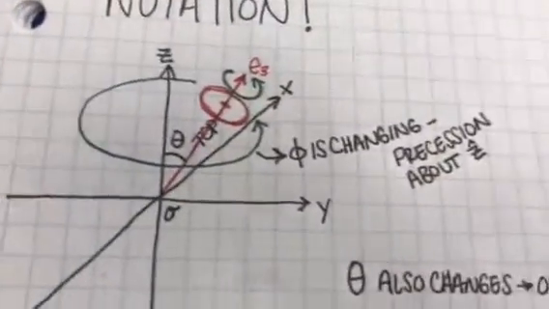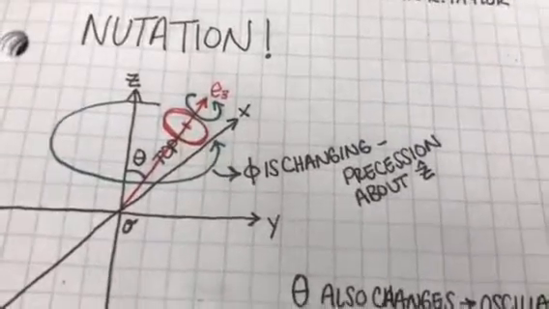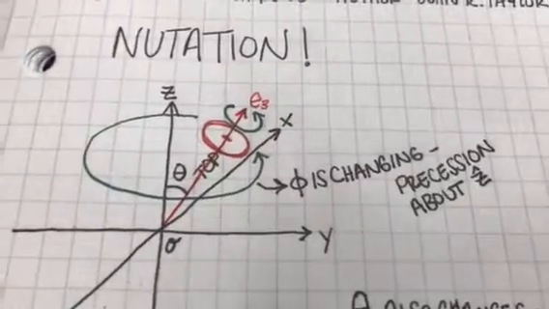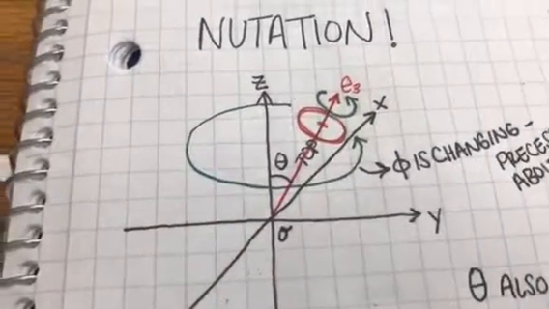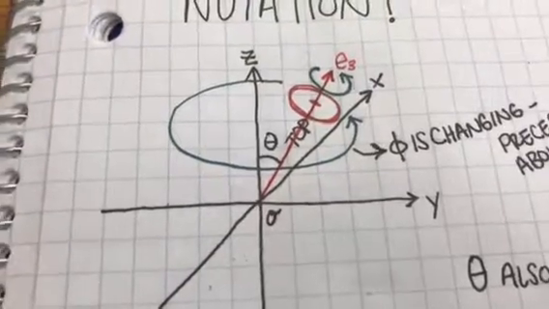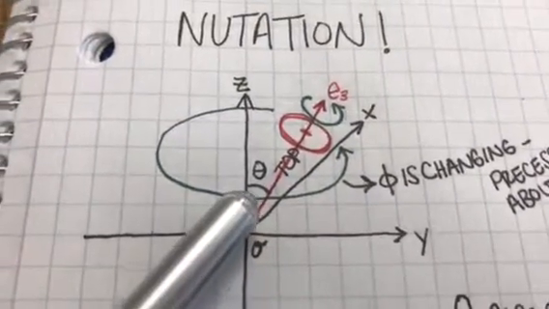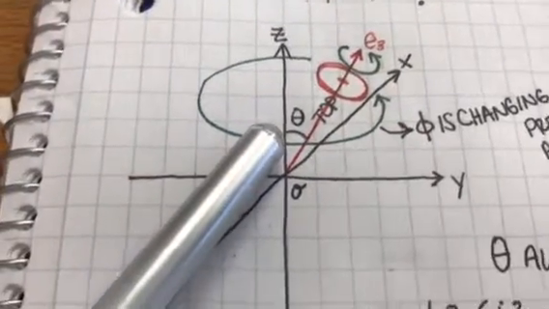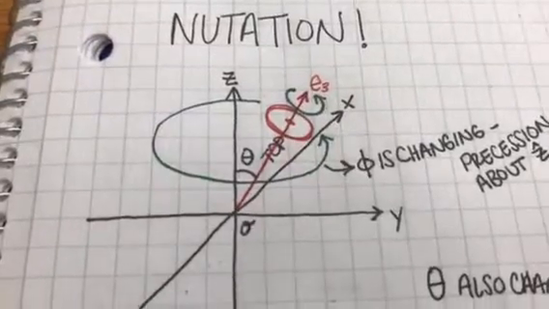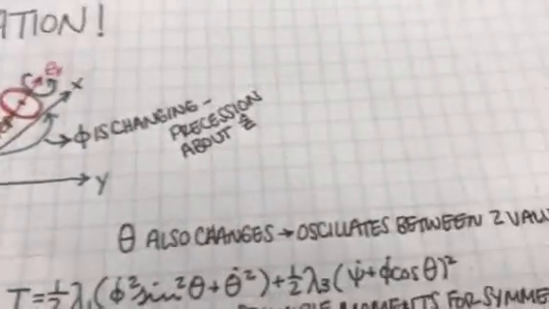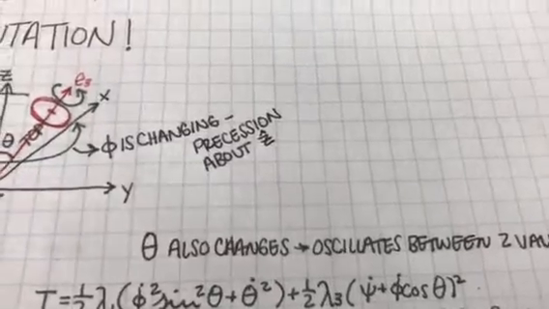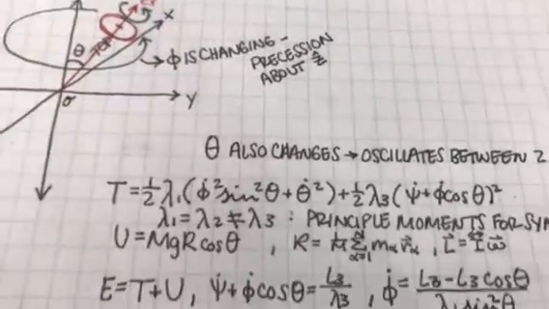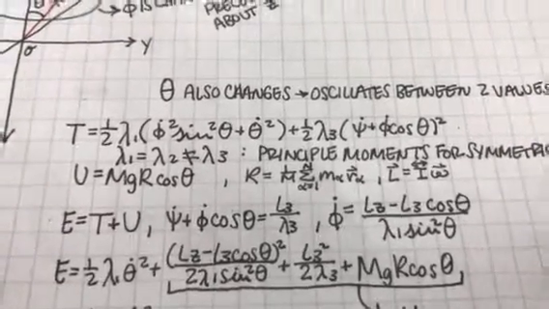And because it's precessing about the z-axis, it means that phi, the second Euler angle, is changing. But also, an interesting thing is that theta, the angle at which the top is from the z-axis, is also changing. That's the first Euler angle. It oscillates between two values, actually. And those values I'll get to in a little bit, but let's talk about the energy for right now.